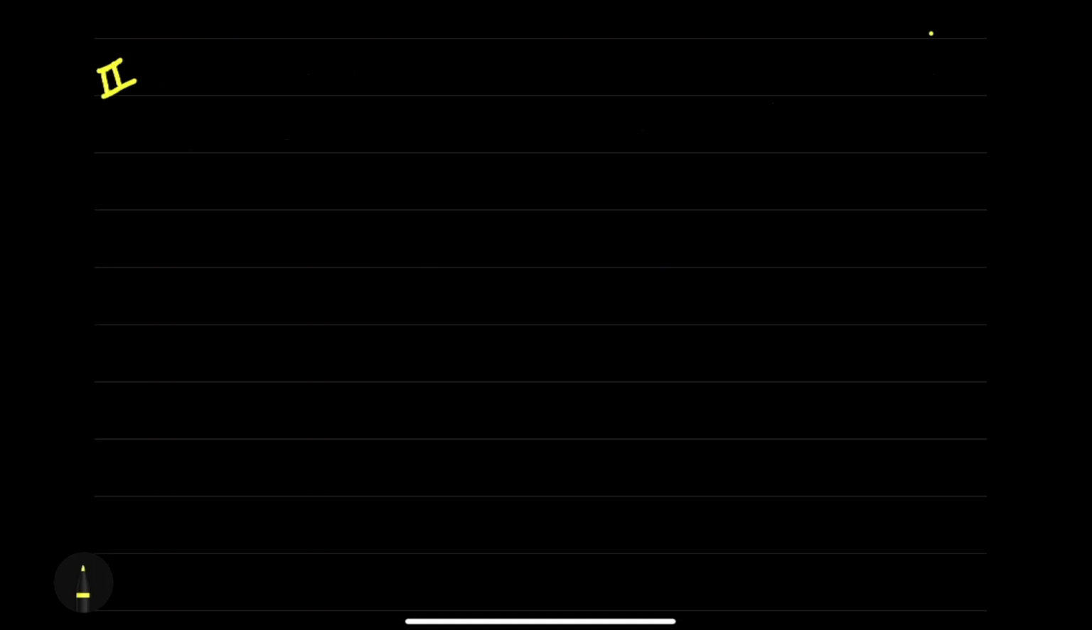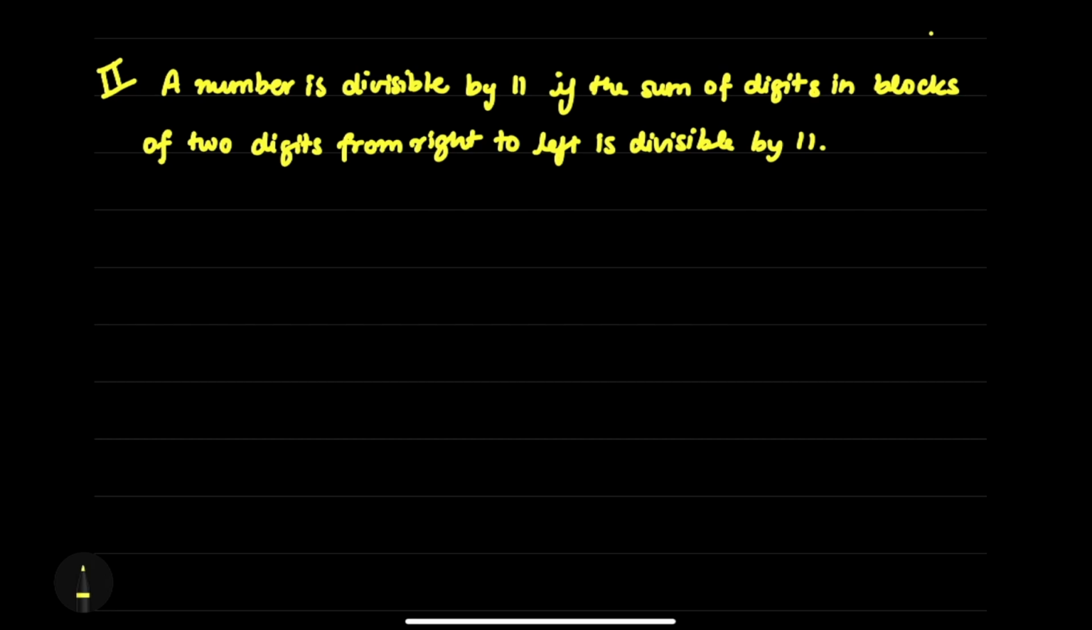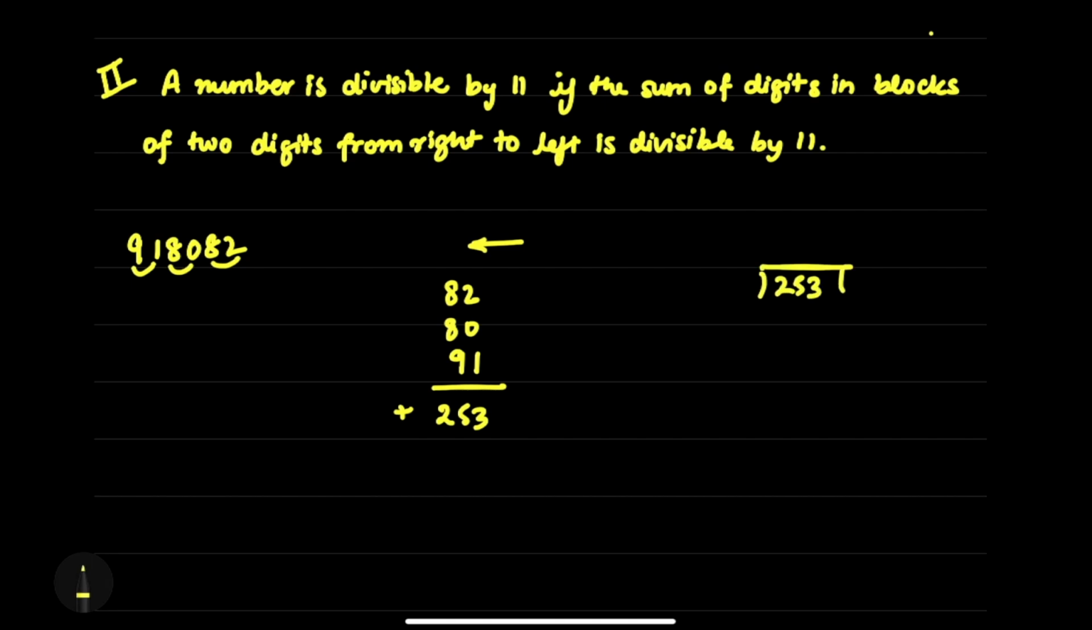Let's look at the second method. The second method states that a number would be divisible by 11 if the sum of digits in blocks of 2 digits from right to left is divisible by 11. So let's take an example for this. Let's take a number and let's create the blocks of digits from right to left. So this is the direction that we need to work on. From right to left, we have 82 as the first block, 80 as second, and 91 as the third block. When we take the sum of it, it is 253. And we need to find if 253 is divisible by 11. And as it turns out, it is. So therefore, this entire number is divisible by 11.